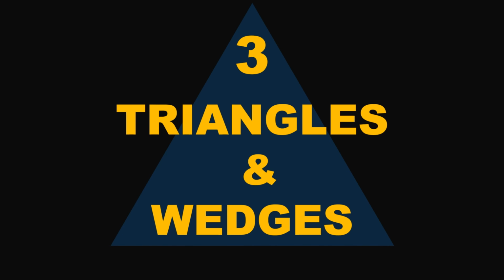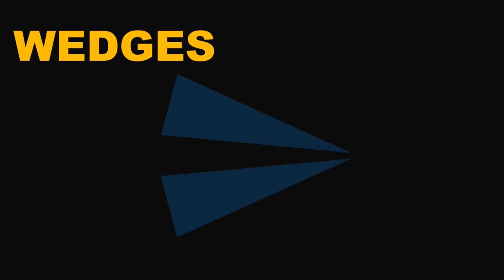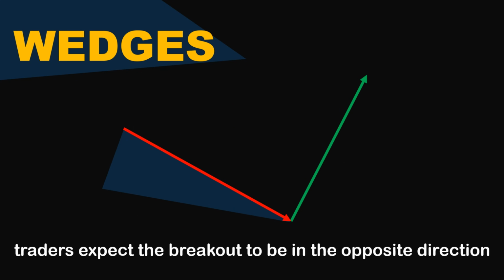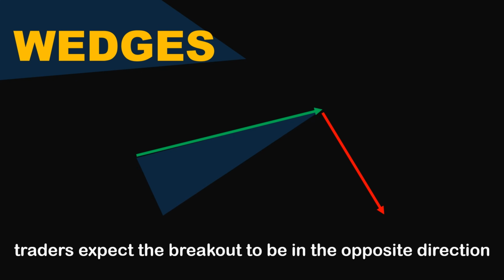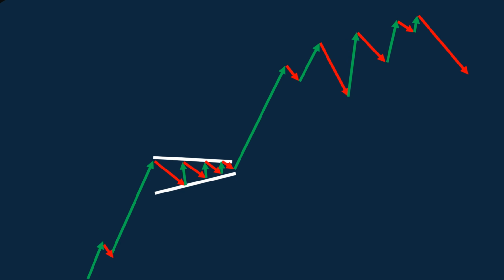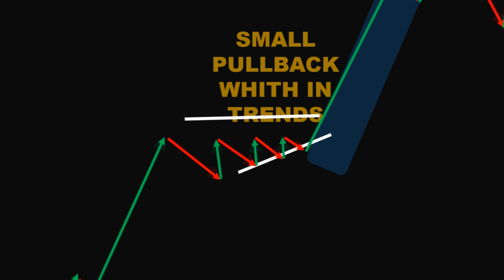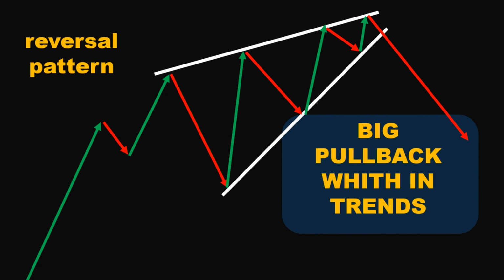The traditional definition of a wedge is a converging triangle that slopes up or down, and traders expect the breakout to be in the opposite direction of the slope. They look for an upside breakout of a wedge that is sloped down and for a downside breakout of a wedge that is sloped up. Wedges are continuation patterns when they are pullbacks within trends, and they are reversal patterns when they are large and the context is right. When they are flags, they are small reversal patterns.